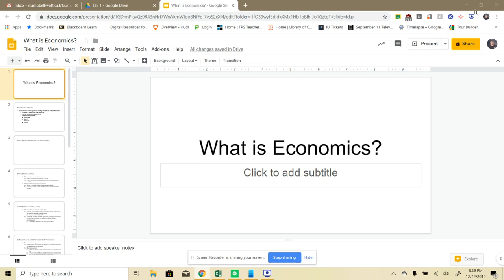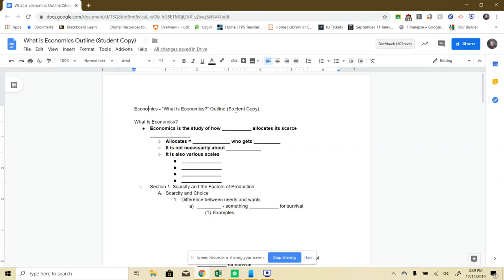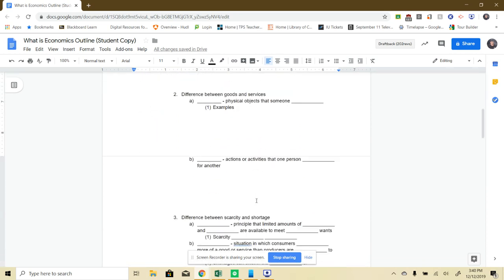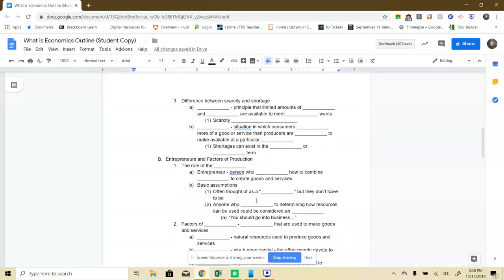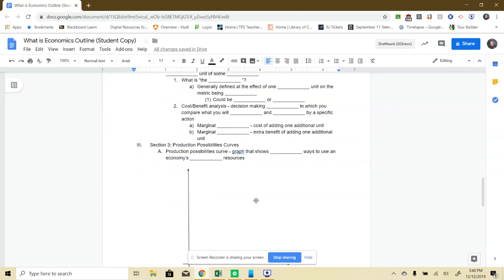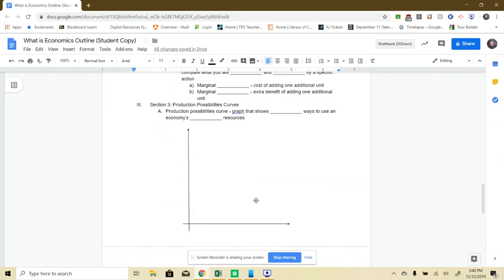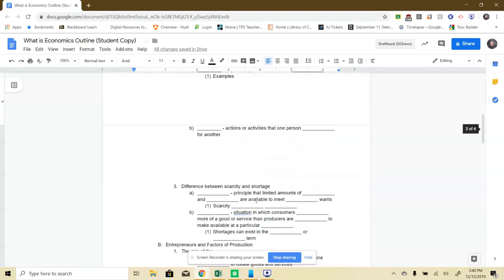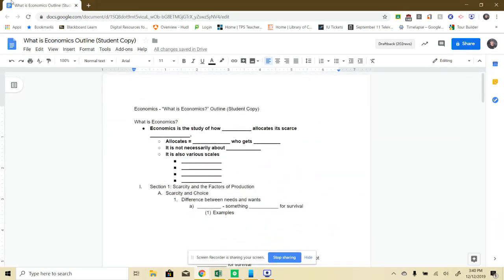You all should get a hard copy of these notes. It should look something like this. It'll say, "What is economics?" and it'll say student copy at the top. And it's fill in the blanks, so you just have to follow along. You can see there, we'll get into some examples. And then when we get down here to, I believe it's section 3, we will get into a graph, our first graph of the semester. So make sure that you're following along.